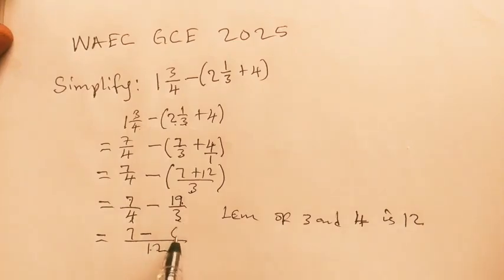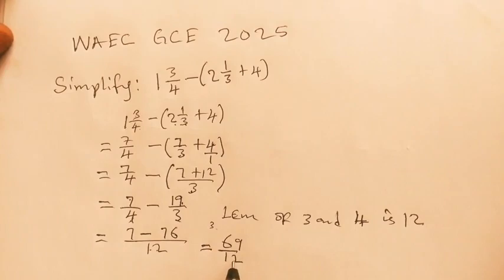is 76. 4 times 9 is 36. Write down 6, carry 3. 4 times 1 is 4. Plus this gives us 76. So that this will have it to be 7 minus 76 will give us 69 all over 12.